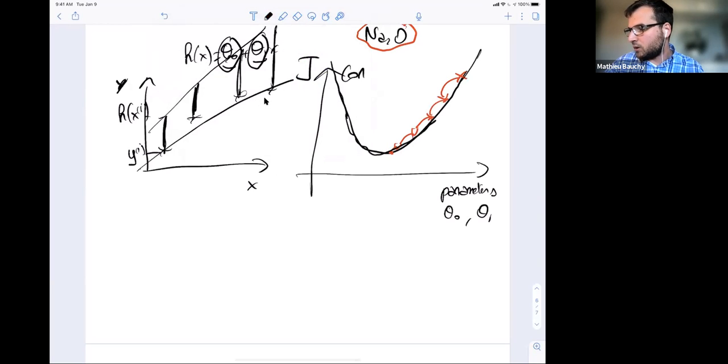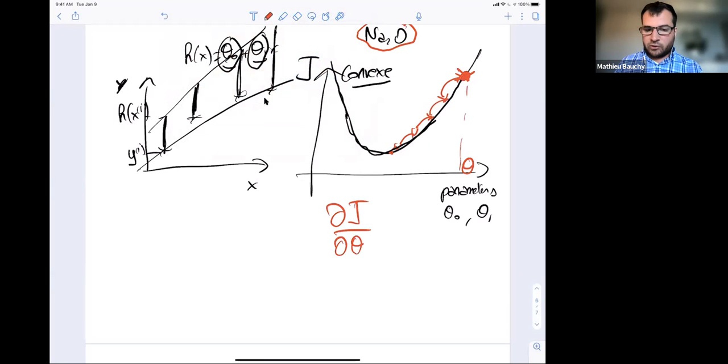It's always going to be a convex function like this. And in that case, it is easy to minimize because all you can do is start with an initial value for the parameters, and then you can calculate the derivative of the cost function with respect to the parameter. So the gradient, you can calculate if I increase theta or if I decrease theta, is it going to increase the cost function or decrease the cost function? So that's the derivative of the cost function with respect to the parameter.